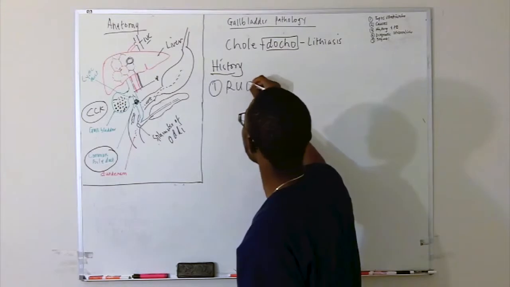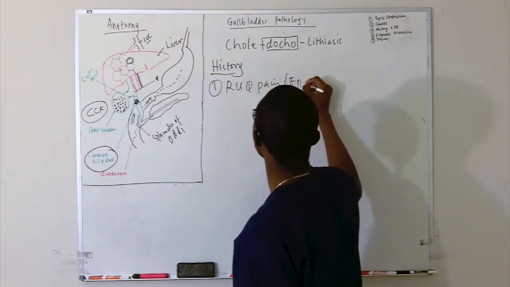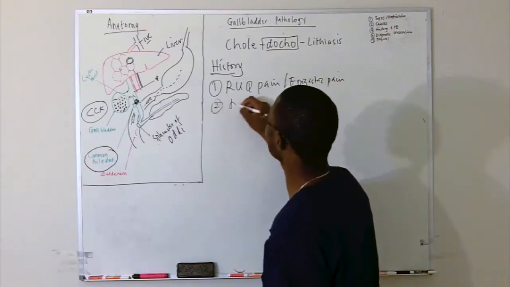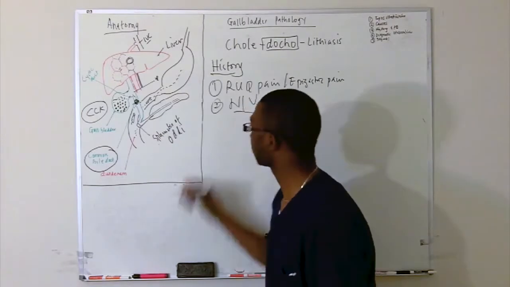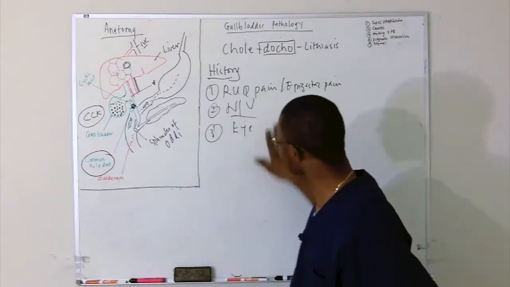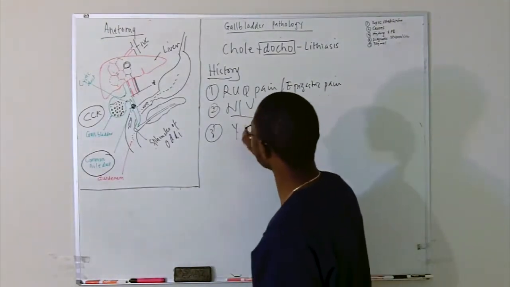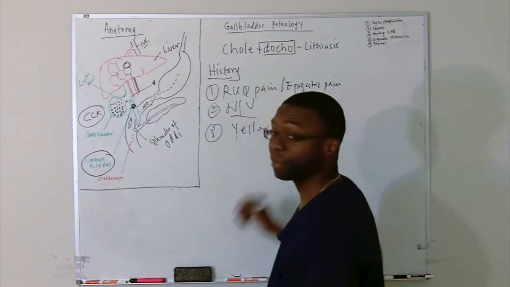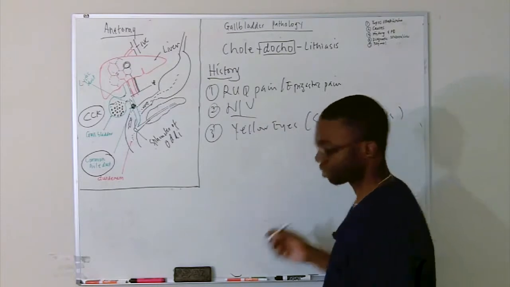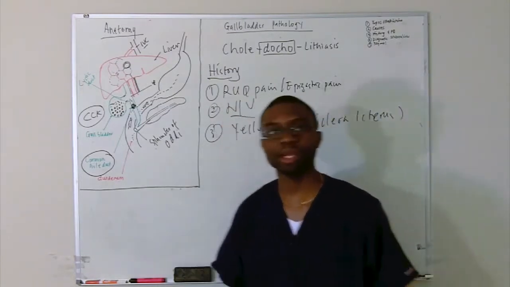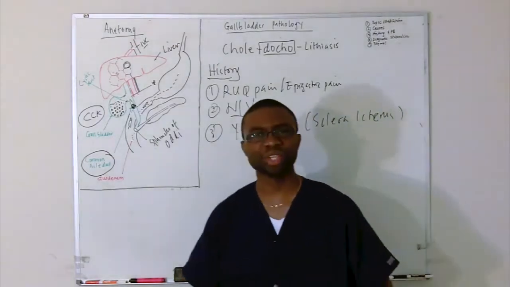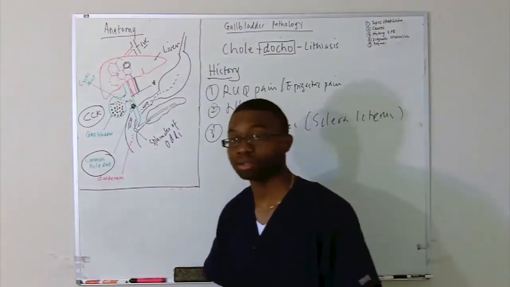First history, right upper quadrant pain or epigastric pain. They have nausea, they're vomiting. They tell you their eyes are yellow, right? Yellow eyes. In medicine, we call that sclera icterus, which is a fancy name for yellow eyes, right? Then you wonder, nausea, vomiting, right upper quadrant pain, epigastric pain, and jaundice, right?